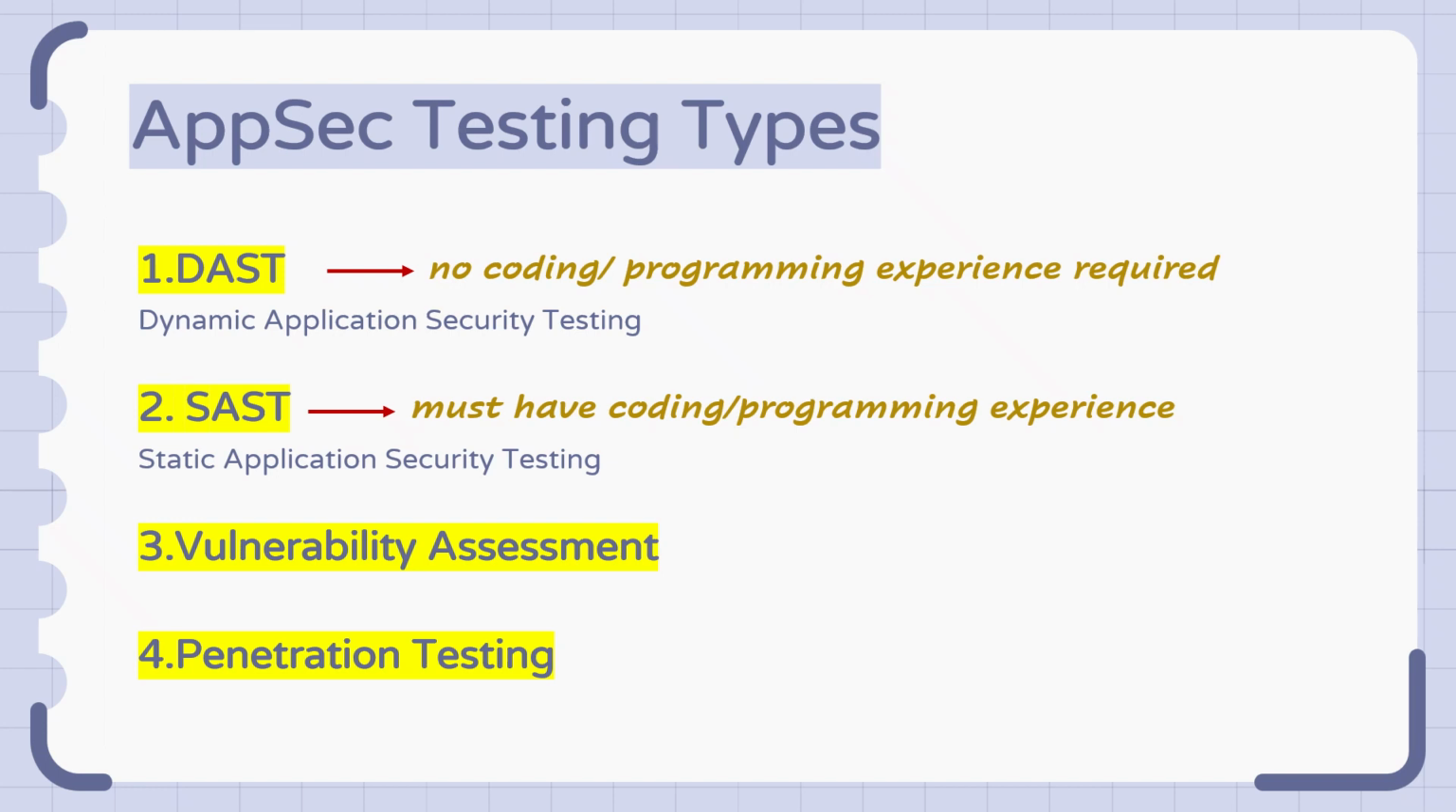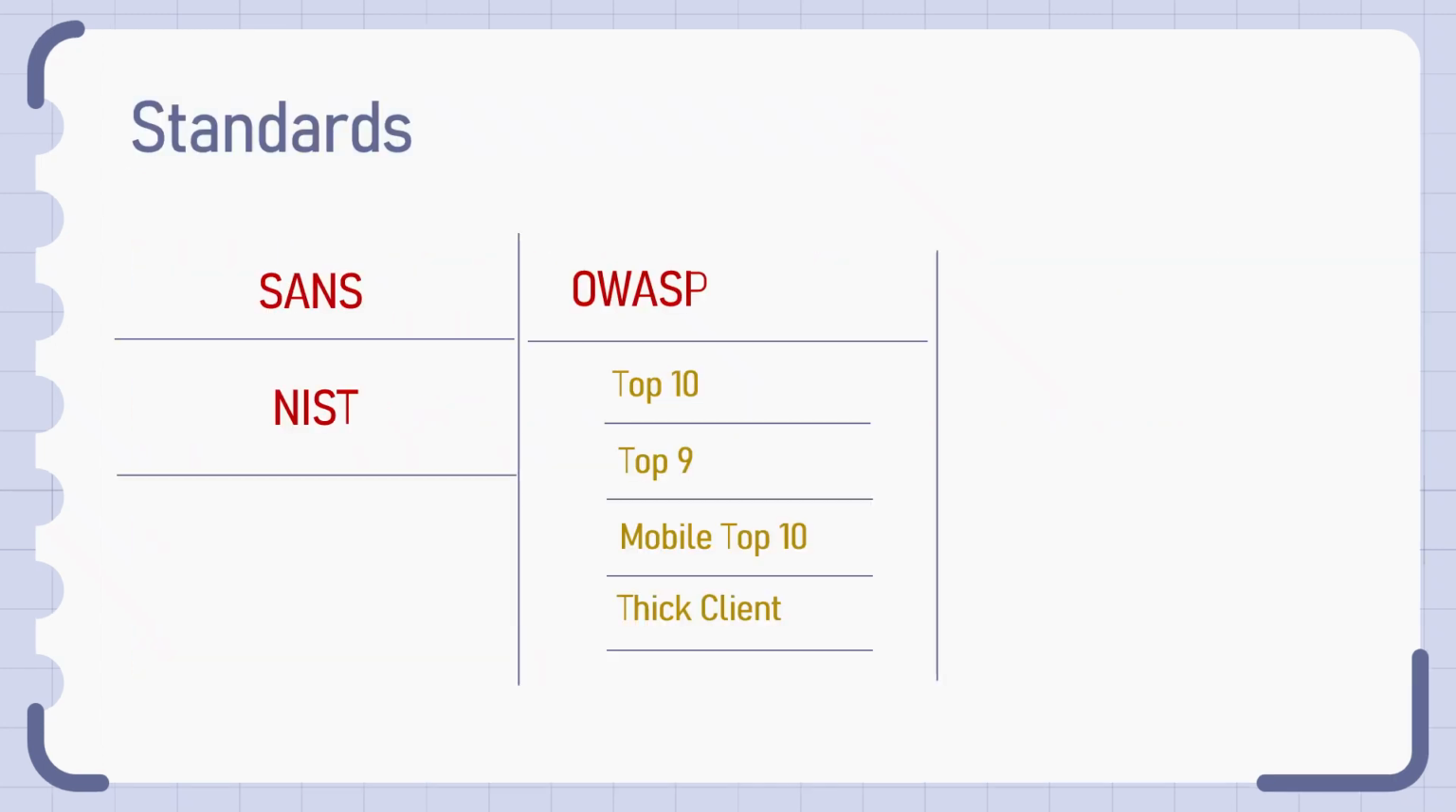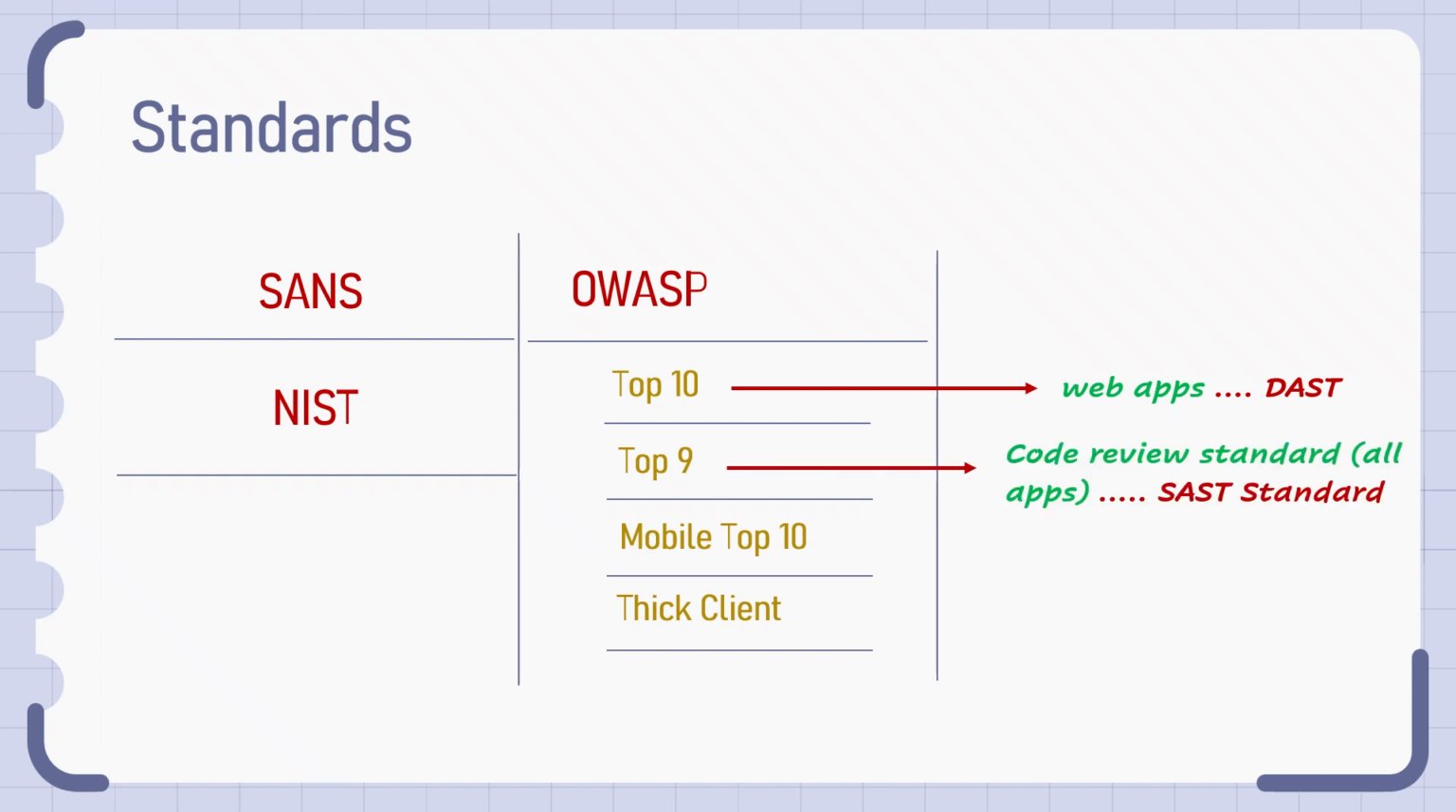Now, going back to OWASP for a moment. We have OWASP Top 10, like I said, which applies to web-based applications. We have OWASP Top 9, which is a code review standard in that it applies to all types of applications. And the testing type that you can directly relate with OWASP Top 10 is dynamic, whereas for OWASP Top 9, the testing type that you can directly relate is static, which is SAST. We have OWASP Mobile Top 10 that applies to mobile applications, and we have OWASP thick client standard that applies to native or standalone applications.